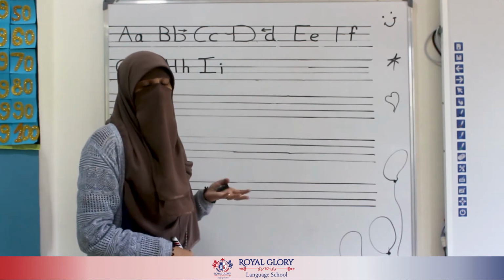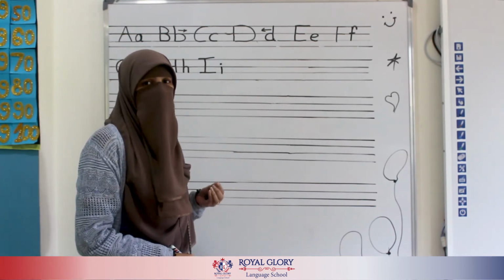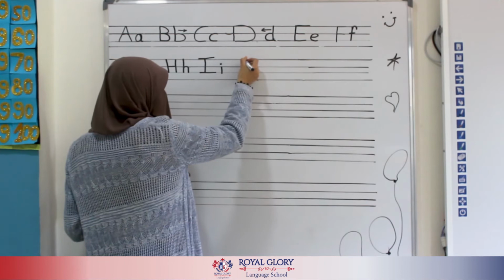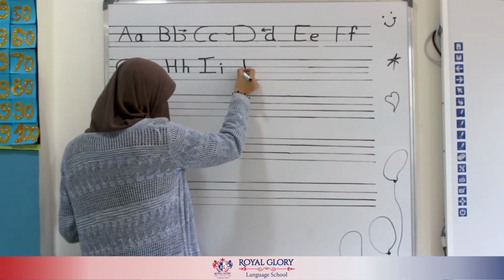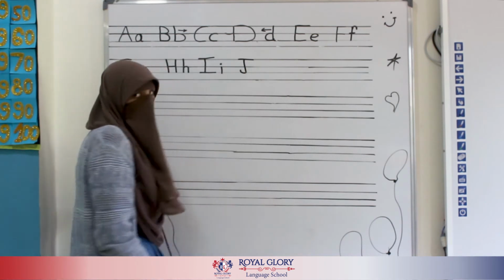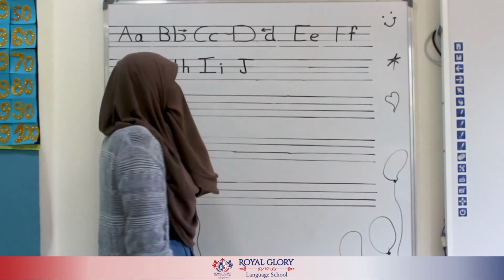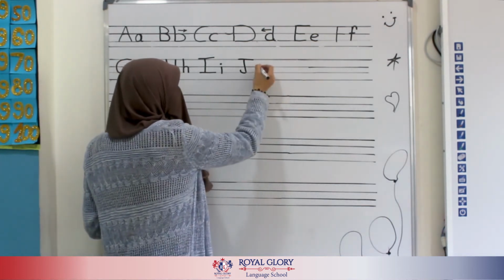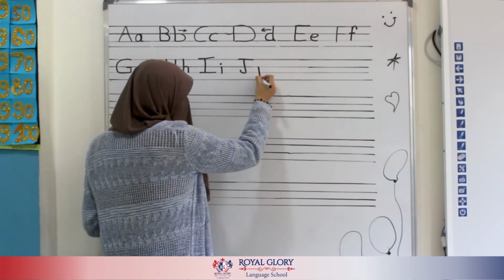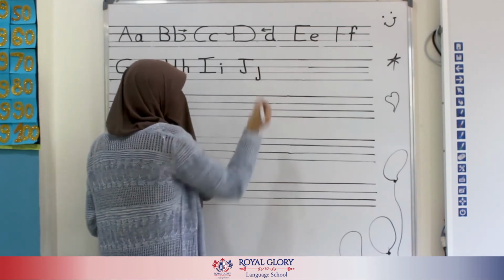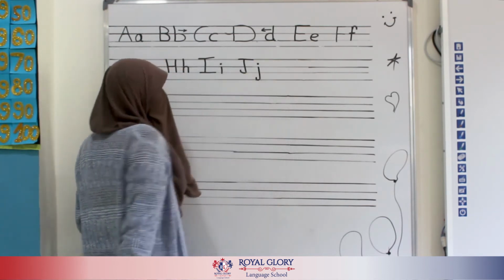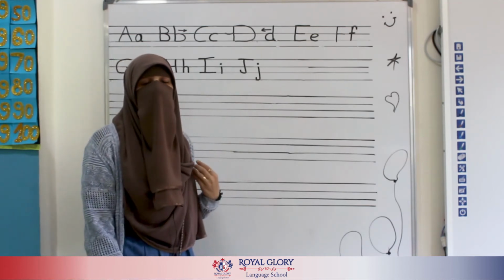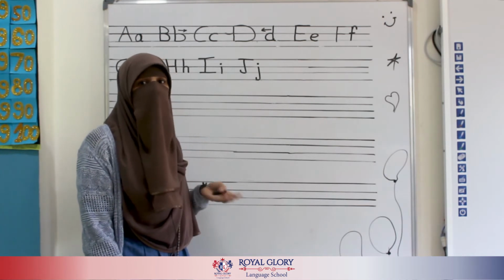Letter J, its sound is J, like in jelly or jar. How to write it? Standing line down, and the small curve, and the sleeping line up, okay? J. The lowercase: I will start from line number 2 to line number 4, like this, standing line down, and the small curve, and small dot, like this, okay? J.